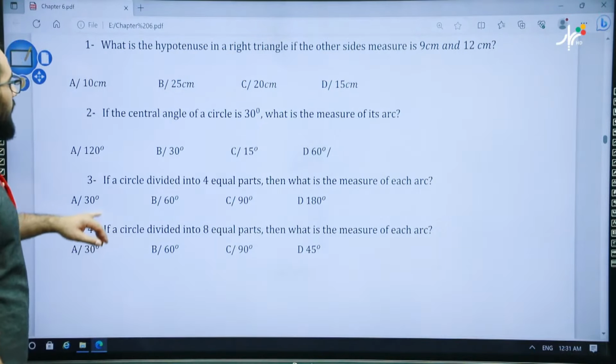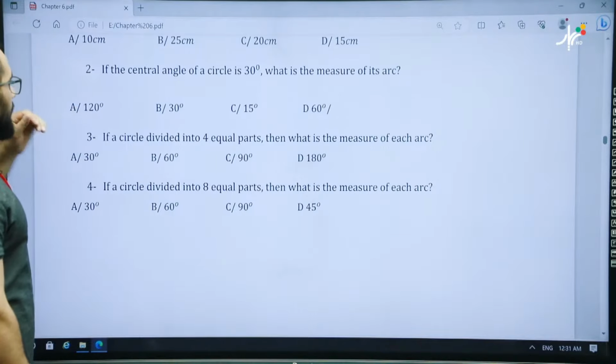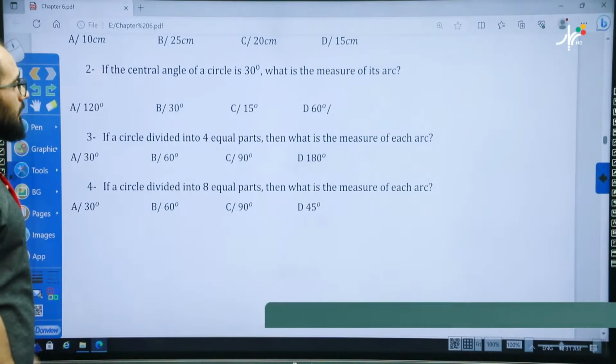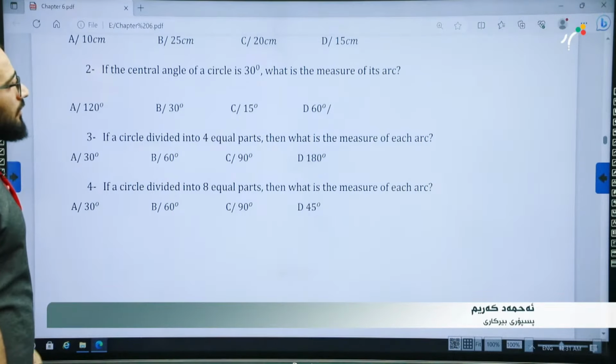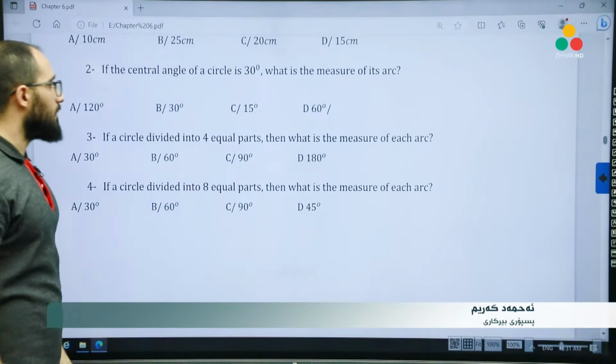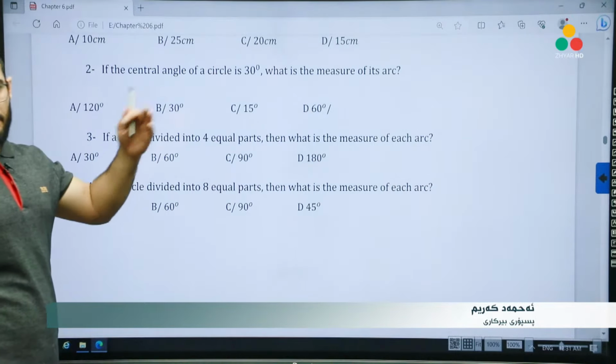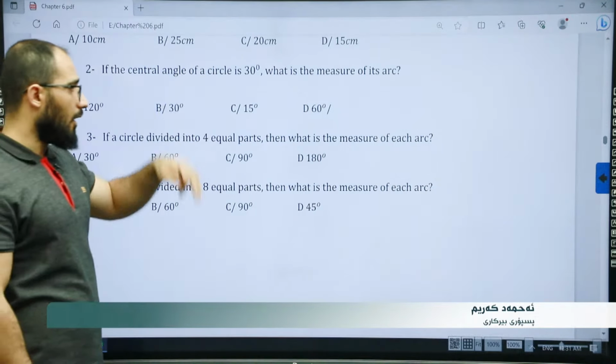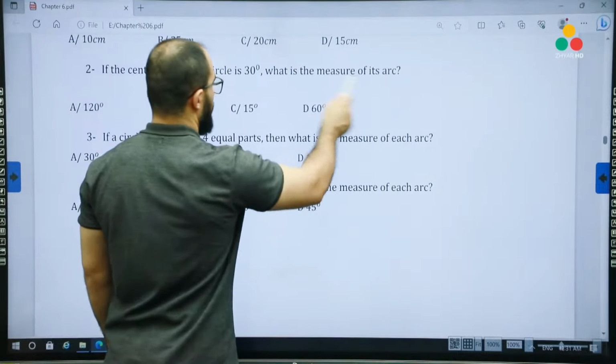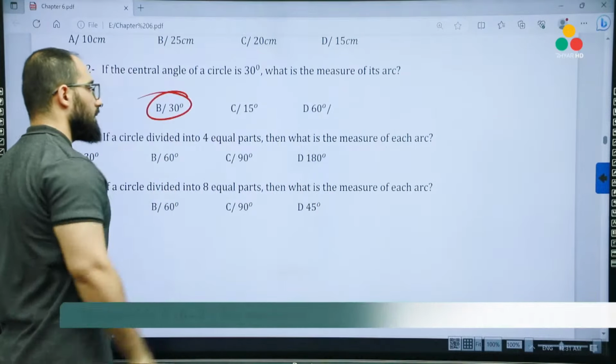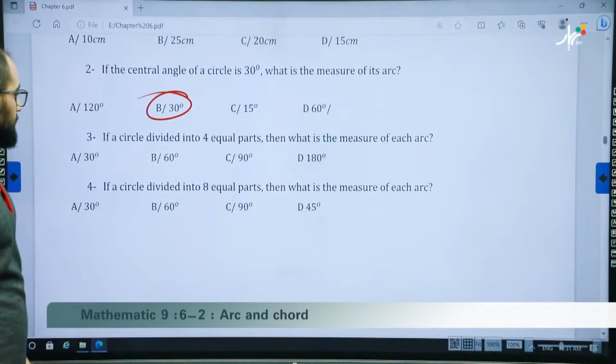Question 2. If the central angle of a circle is 30 degrees, what is the measure of its arc? We know that the measure of the central angle is equal to the measure of the arc. That's why the measure of the arc is 30, because their measures are equal.